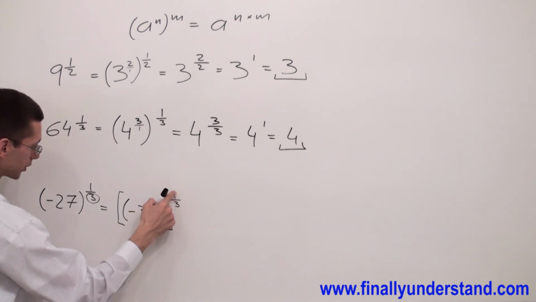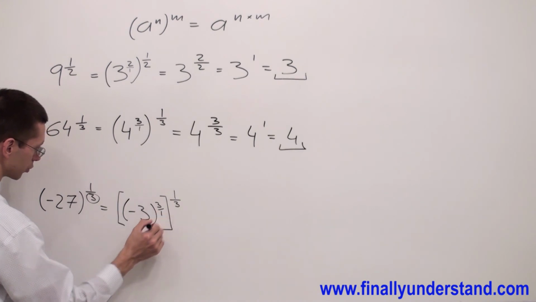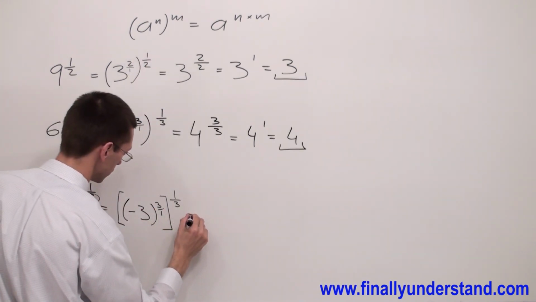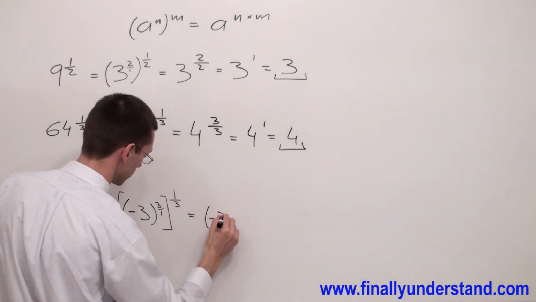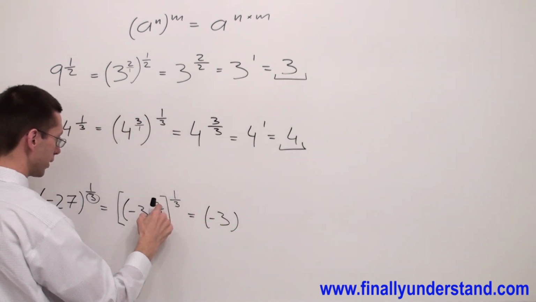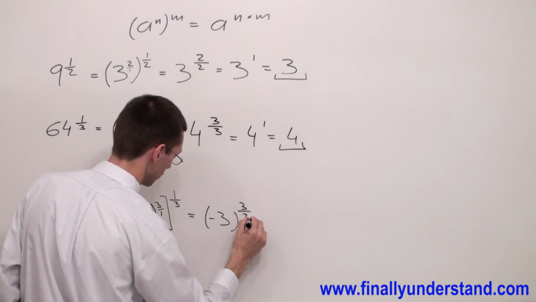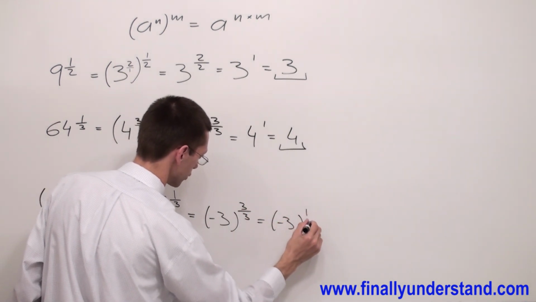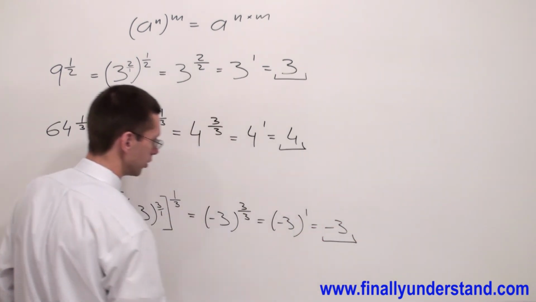Now, because I have an exponent outside of the brackets expressed as a fraction, I'm going to convert the internal one also to a fraction. Again, I'm going to use this property, and I'm going to multiply these exponents together. I'm going to have negative 3, numerator times numerator, denominator times denominator. I'm going to have 3 over 3, which is equal to negative 3 to the first power, which is equal to negative 3. This is the solution to my problem.